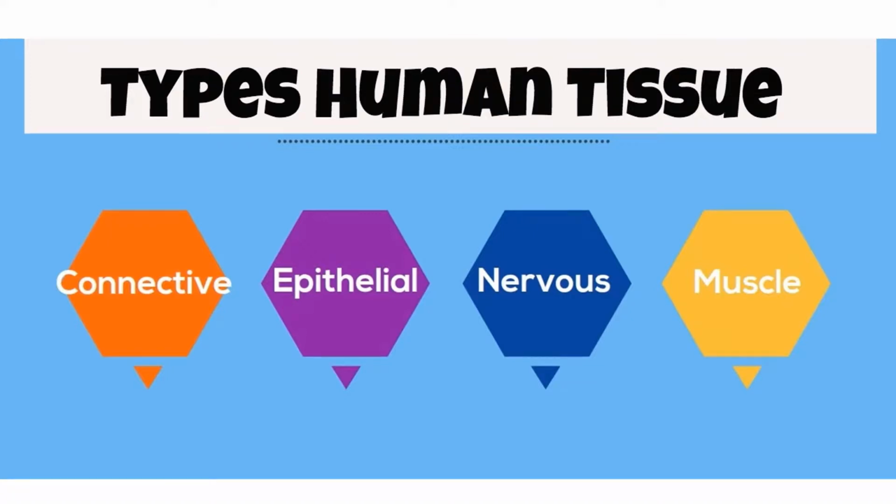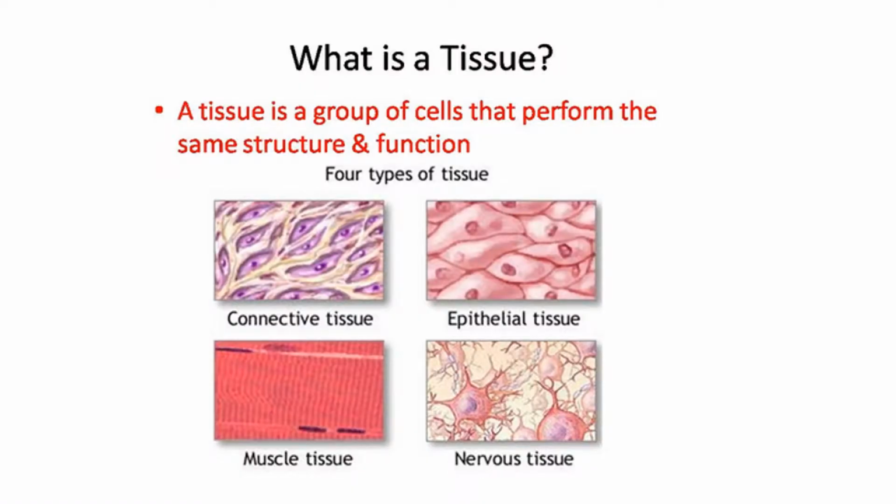Okay, here to talk about the types of human tissue. As you can see, there are four types of human tissue: connective, epithelial, nervous, and muscle. So these are the four types of human tissues I'll be talking about.